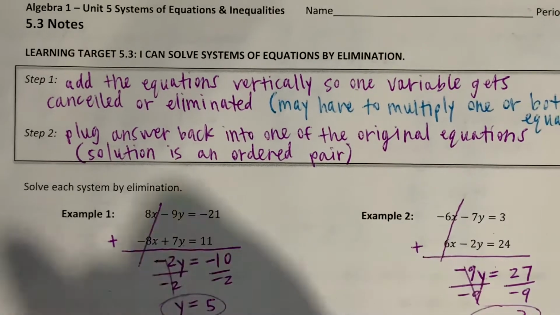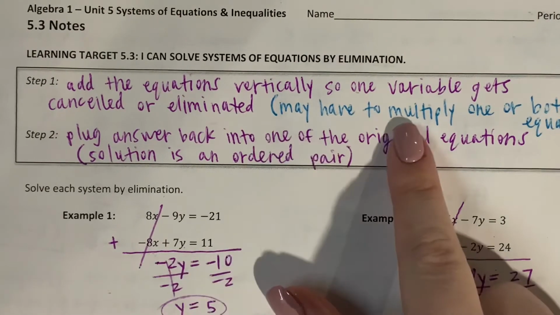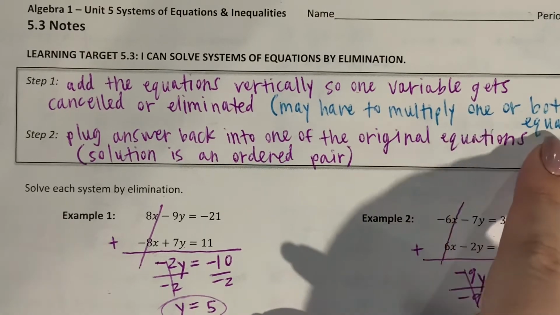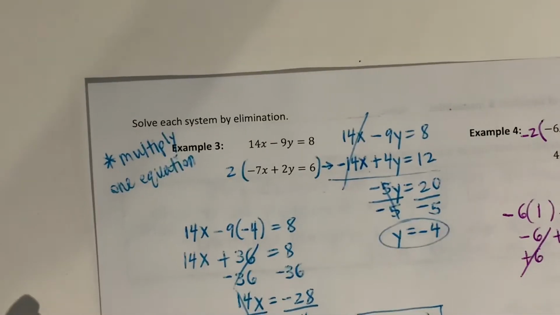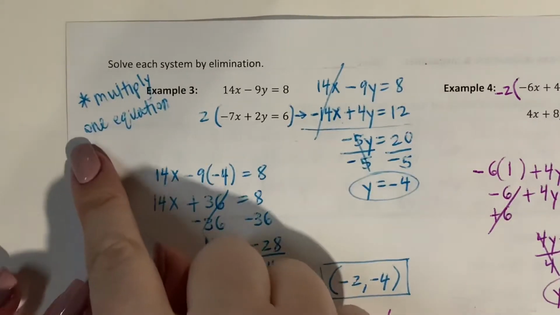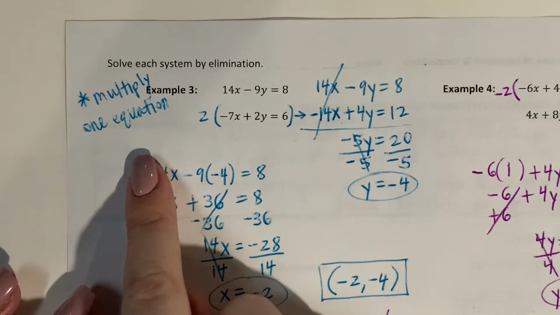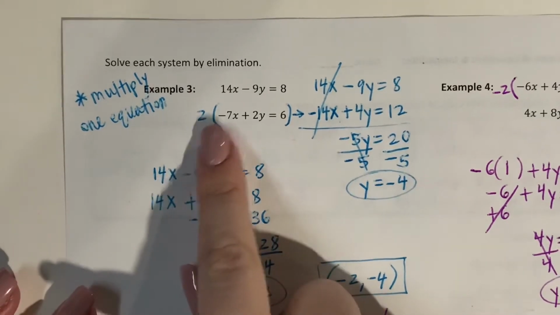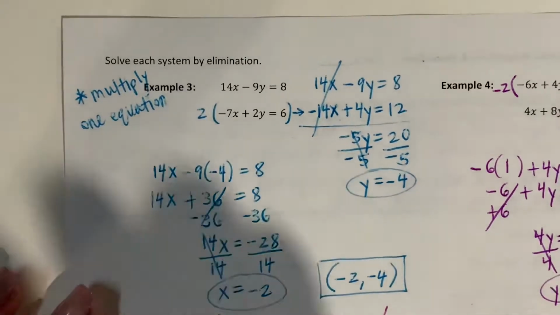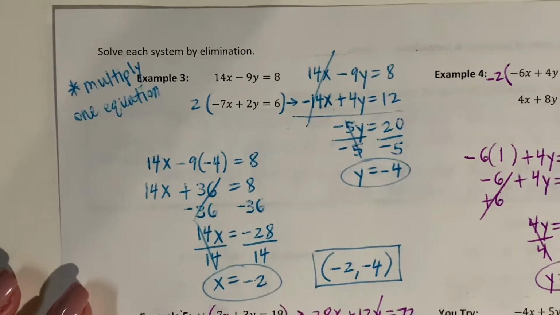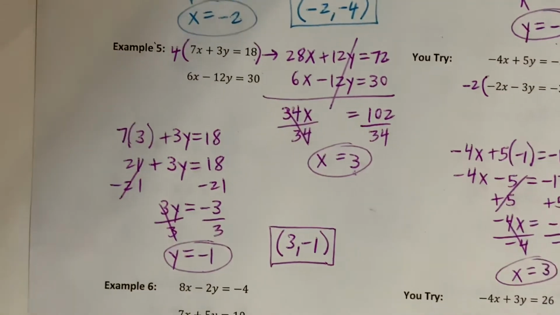In the second video, we talked about how you may have to multiply one or both equations in order for your x's or your y's to drop out. So in example 3, we said, here you have to multiply one equation. And we did some examples in a U-try where you're multiplying one equation in order for one of your variables to drop out. We have one last example to do, example 6.